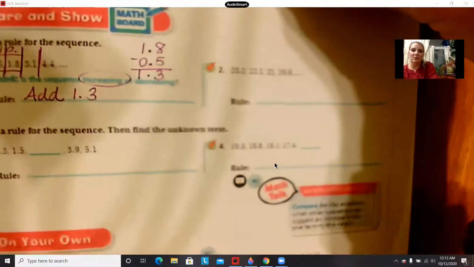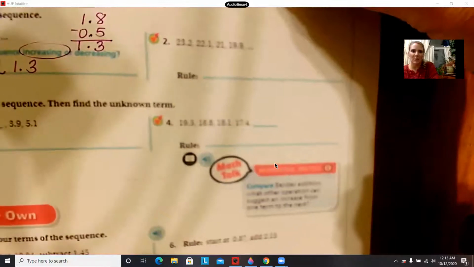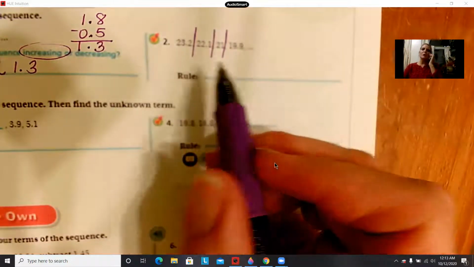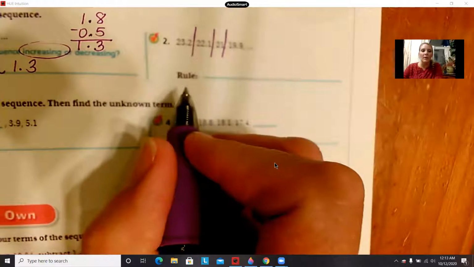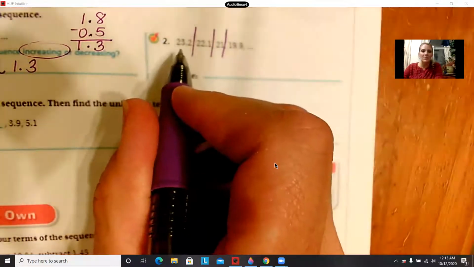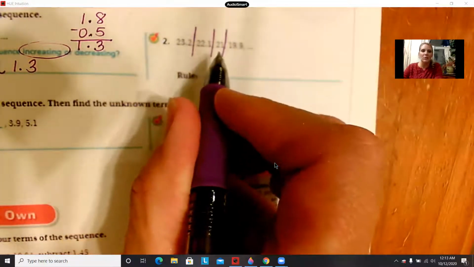All right, over to number 2. I'm going to drag this over because my Mimeo looks a little blurry right now, doesn't it? You have the numbers in your book. Again, please separate your numbers, your terms, with a nice thick line so you can see the numbers nicely. Okay, my rule is either add or subtract based on if my numbers are increasing or decreasing.